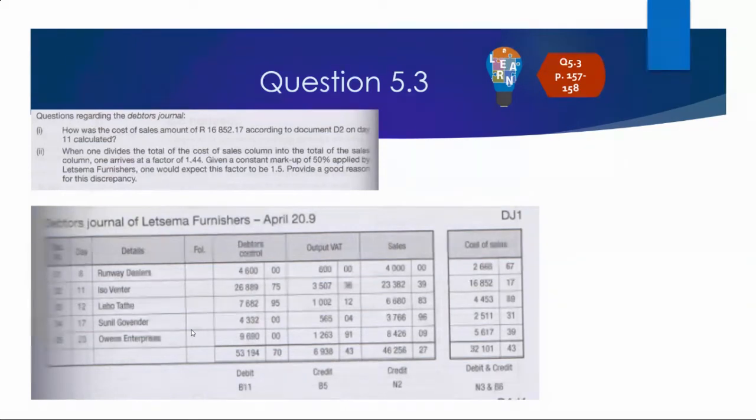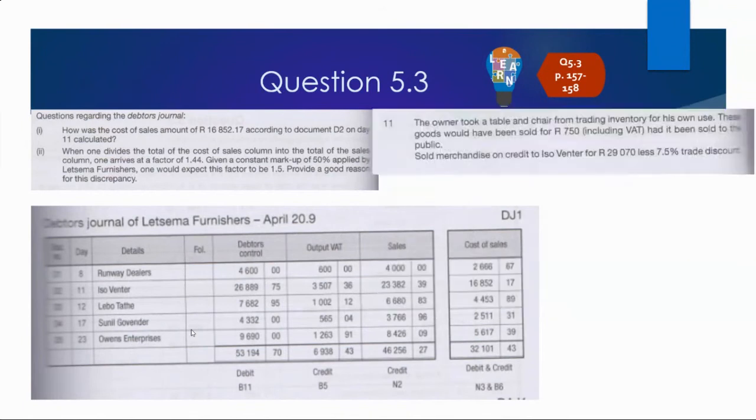Okay, so if we look at the information on the 11th, the owner took a table and a chair from trading inventory for his own use. These goods would have been sold for 750, including VAT, had it been sold to the public. And they sold merchandise on credit to ISO Fenter for 29,070 Rand, less 7.5% trade discount. Okay, so the transaction they're referring to here is the one with ISO Fenter, so it's that second part of the information.